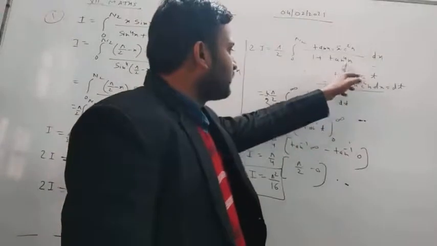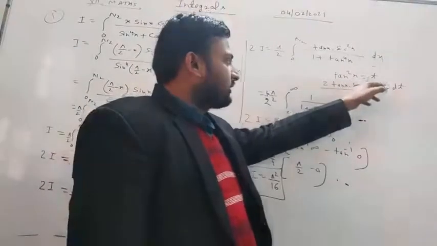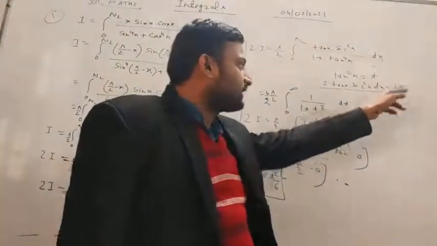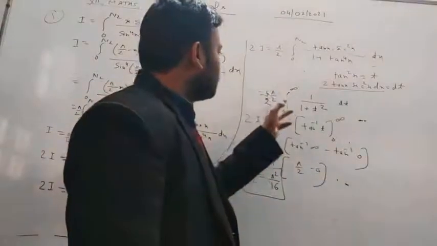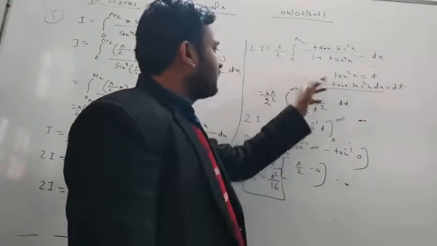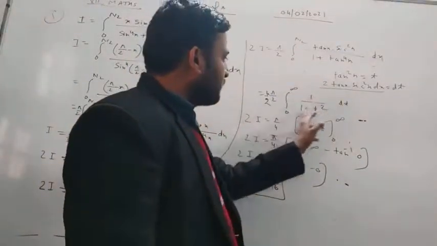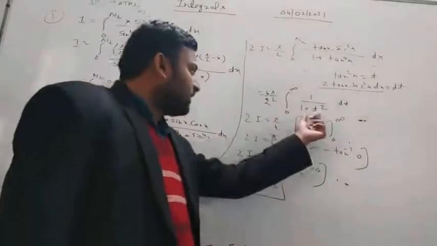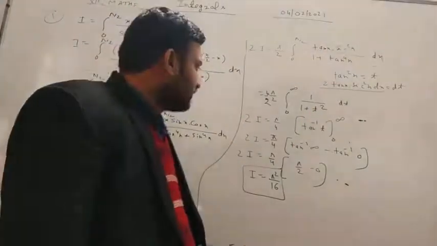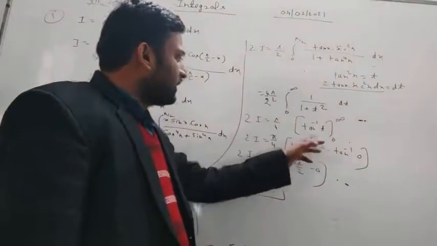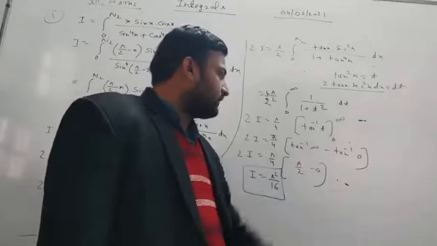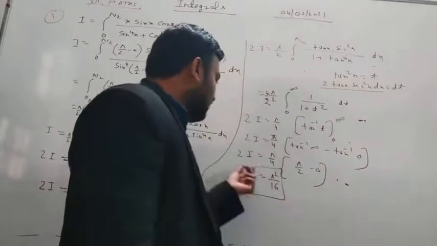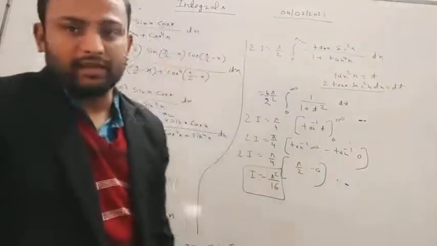Now we are supposing that tan square x is equal to t. So when we differentiate this, we get 2 tan x sec square x dx is equal to dt. When we change the limit, we get the integral from 0 to infinity of 1 by 1 plus t square dt. Friends, you know it well that this is the integration of tan inverse t. So 2I is equal to pi by 4 times tan inverse infinity minus tan inverse 0. Now we get this value pi by 2 minus 0, and our integration I is equal to pi square by 16.